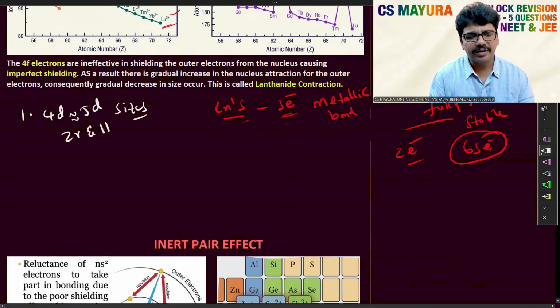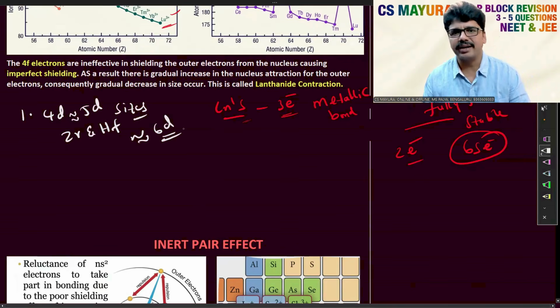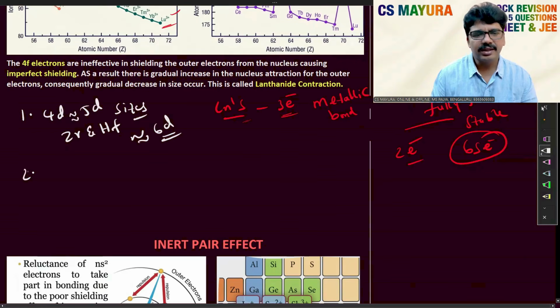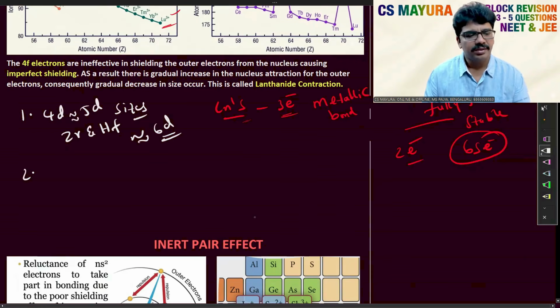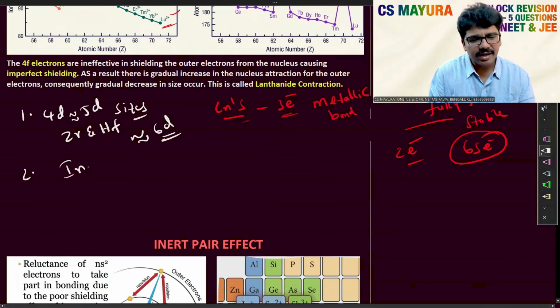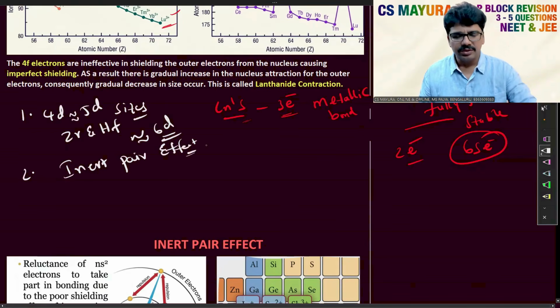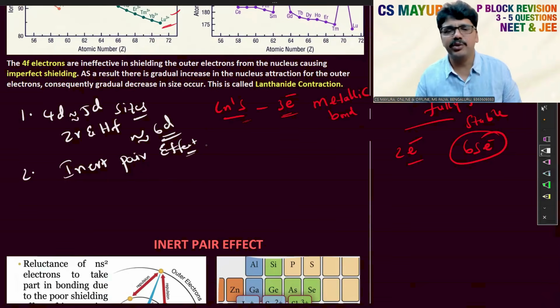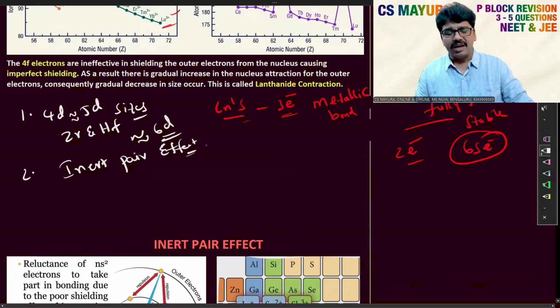Example, zirconium and hafnium, size approximately equal. And these are approximately equal to the 6D series also due to actinide contraction. And another important consequence of lanthanide contraction is the inert pair effect. Due to lanthanide contraction, there is a higher effective nuclear charge in the lanthanides. So, this effect is continued in the D block elements.